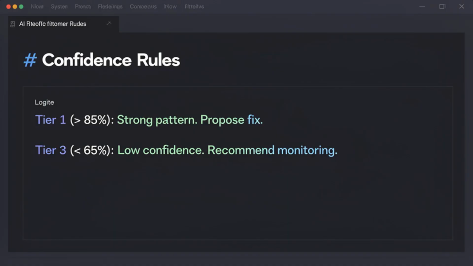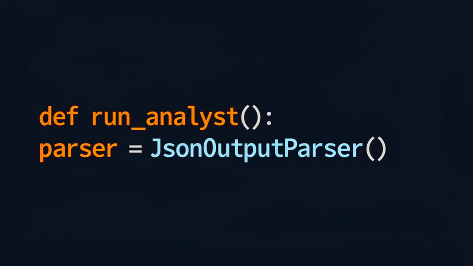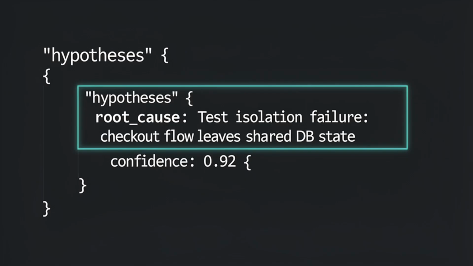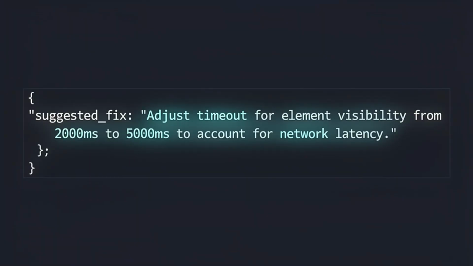We define confidence tiers. 85% means a strong pattern and specific fix. Below 65%, we recommend more monitoring. A JSON output parser ensures the schema. If the model drifts, the parser raises an exception, keeping the pipeline robust. Here's a real output: test isolation failure, checkout flow, leaks shared DB state. This is what your engineer reads at stand-up. It identifies the issue and suggests a fix in minutes. This cuts out the morning triage slog entirely.